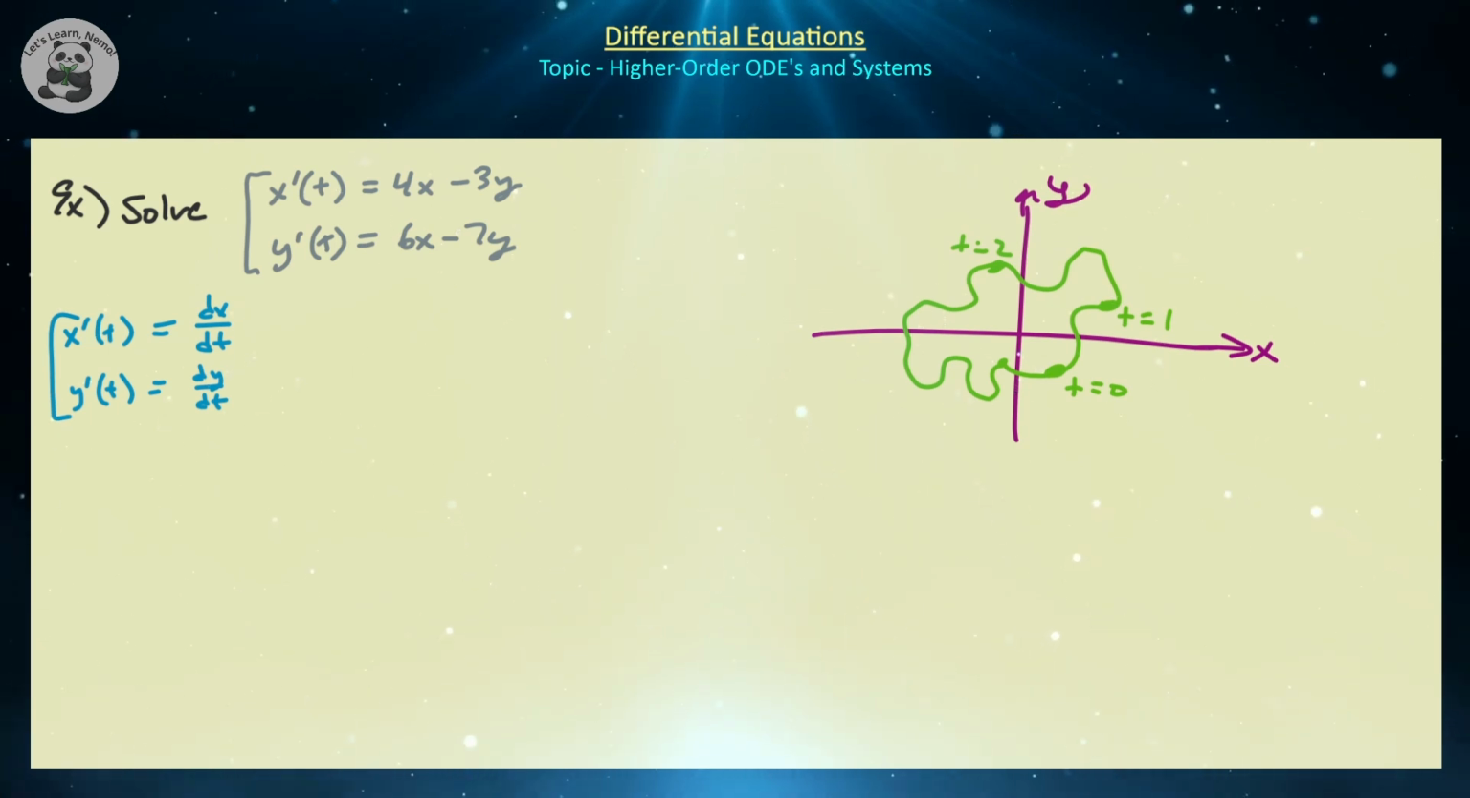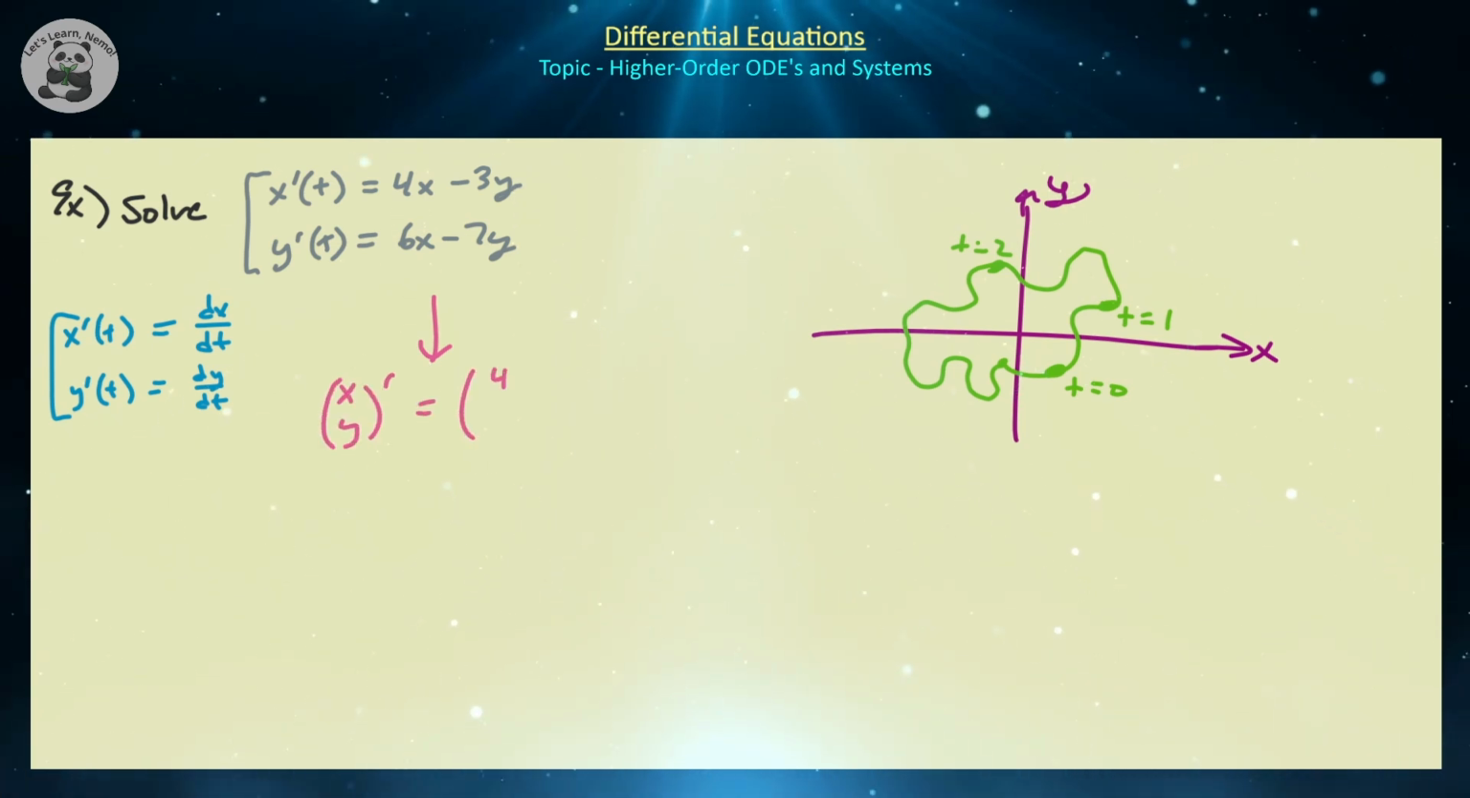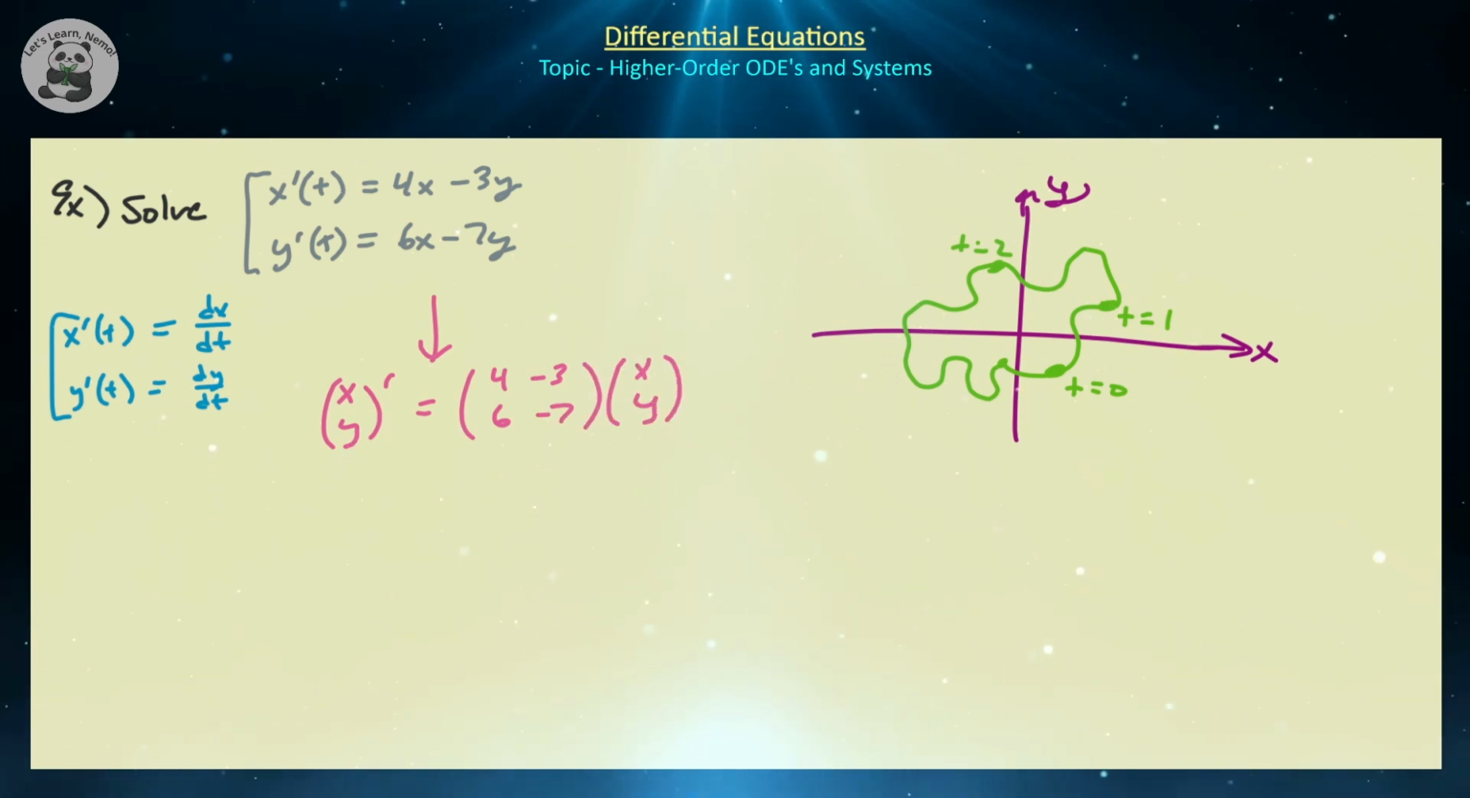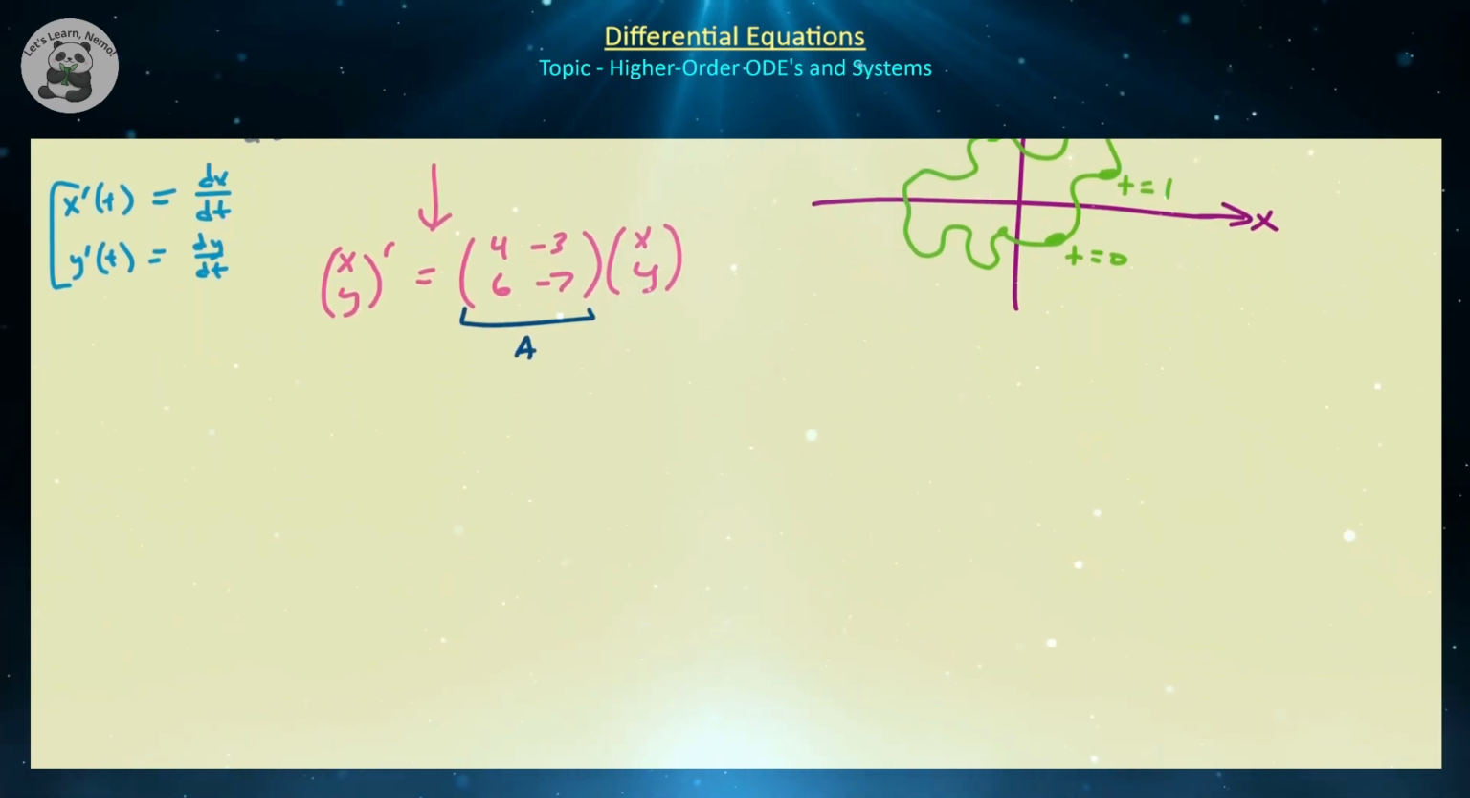All right. So the first thing I want to do is write this as a matrix equation. In particular, (x, y) prime is equal to the matrix [4, -3; 6, -7] times the vector (x, y). I'm going to call this coefficient matrix A, and I'm going to start off by finding the eigenvalues and eigenvectors of this matrix, using the same idea and motivation that we used in the last example for our second order differential equation, and see if we can solve it in the same way.